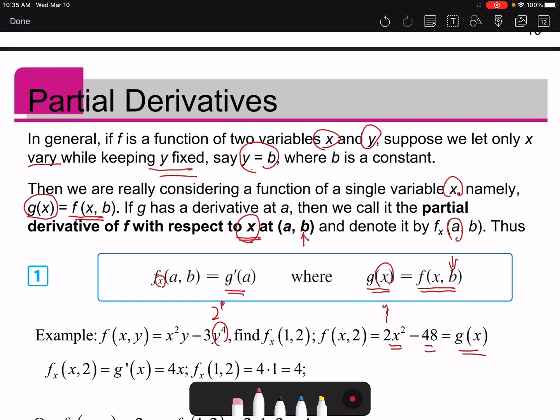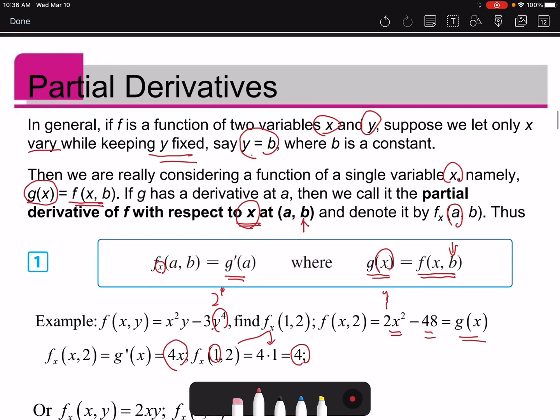Then we take a derivative of that function. The derivative of 2x squared gives you 4x. Then we evaluate at the point 1. You plug in x to be 1, so the answer is 4. Since we're treating the second variable, y, as a constant, instead of going through this long process, we can do it all at one time. So this is what we're going to do. We can do it the following way.